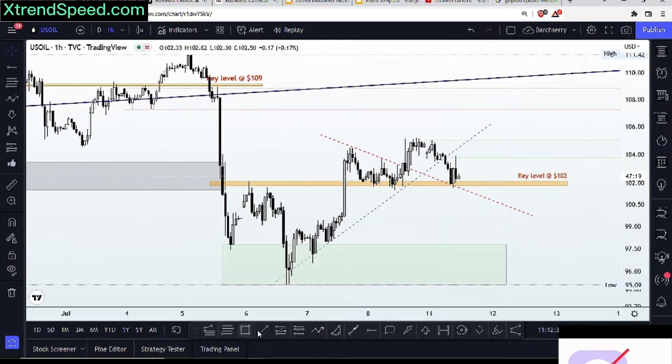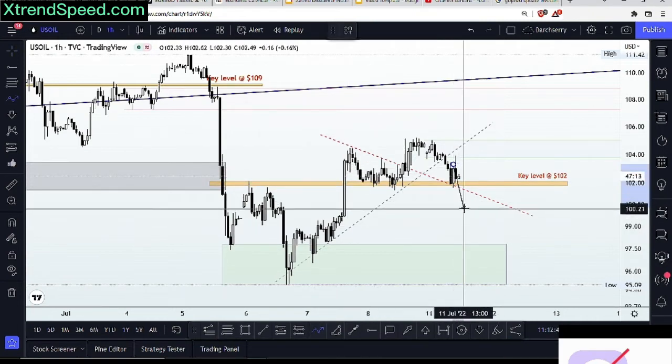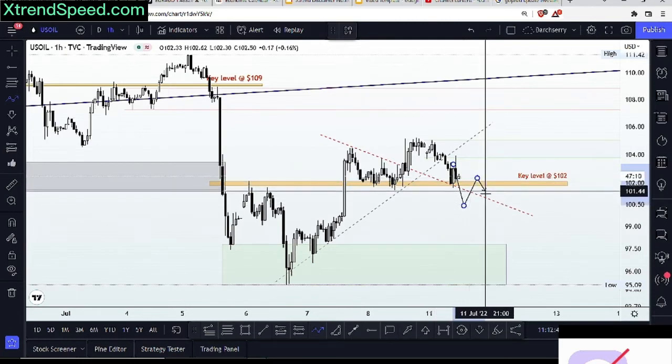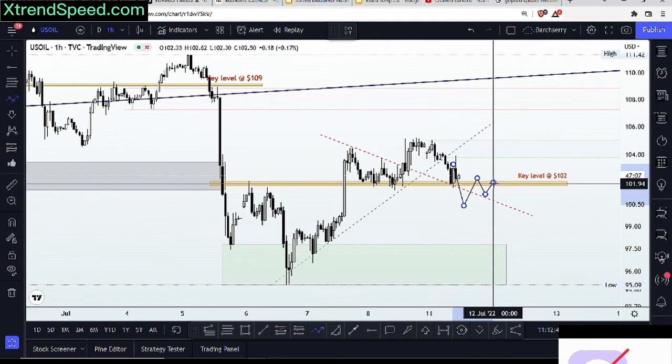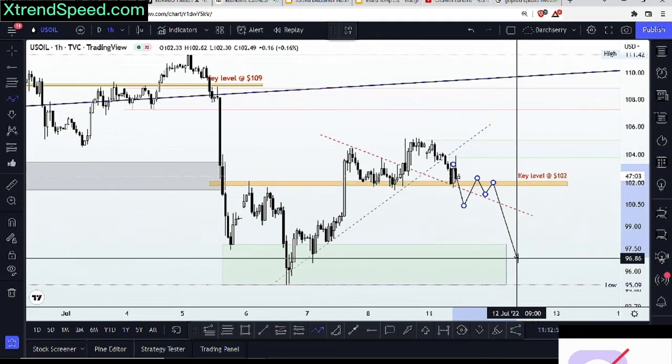So what are we going to be looking out for? If we see a breakdown of this key level during the New York session, then a retest of structure with patterns on lower time frame that supports a trend continuation to the downside will be a very good scenario to take advantage of a bearish momentum.